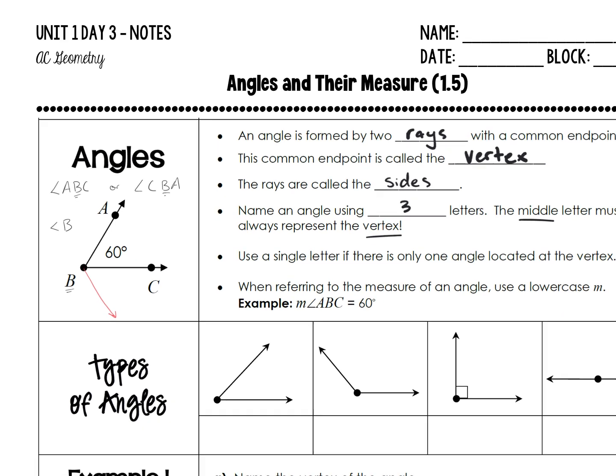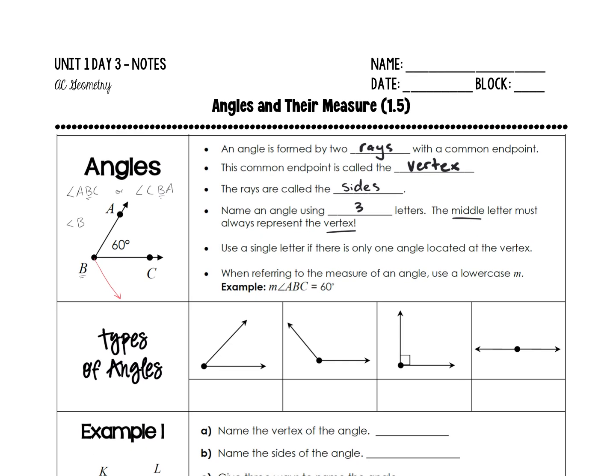Last but not least, when you are referring to the measure of an angle, you're going to use the lowercase m. So it looks right here. The way you say this is the measure of angle ABC is 60.